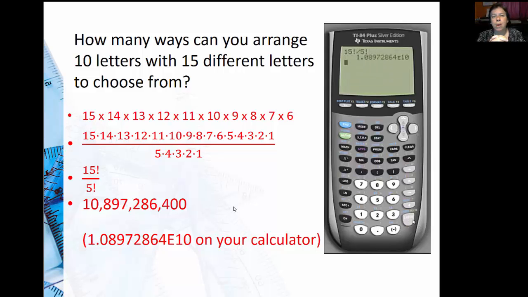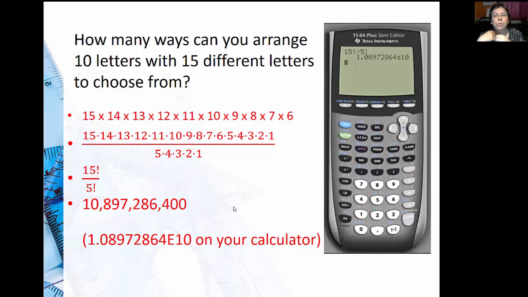Now you got a funny answer on your calculator. When your numbers start getting really big, like more than a billion, your calculator says, hey, I'm running out of room, I can't fit the whole thing on the screen, and it goes to scientific notation. So this number you see on the calculator is basically 1.0897284 times 10 to the 10th, or you can move your decimal place over 10 spots.